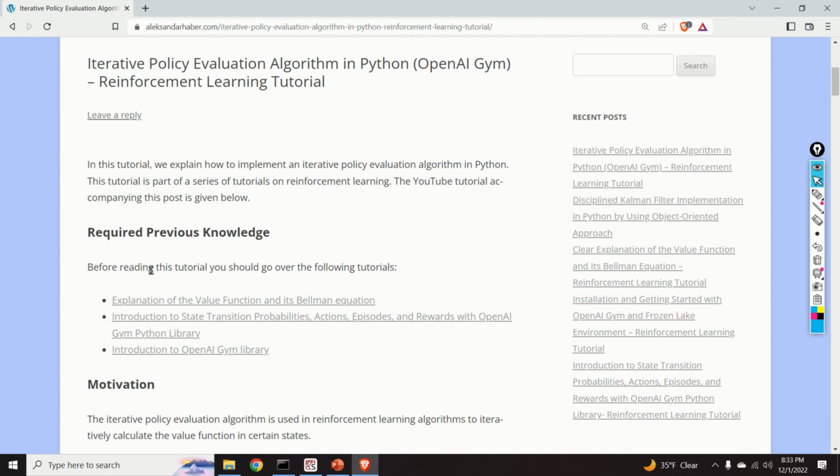Hello everyone and welcome to Reinforcement Learning Tutorials. In this tutorial, I will explain to you an iterative policy evaluation algorithm. I will explain how to implement this algorithm in Python, and at the end of this video, we will test the performance of the iterative policy evaluation algorithm in the Frozen Lake environment from the OpenAI Gym.